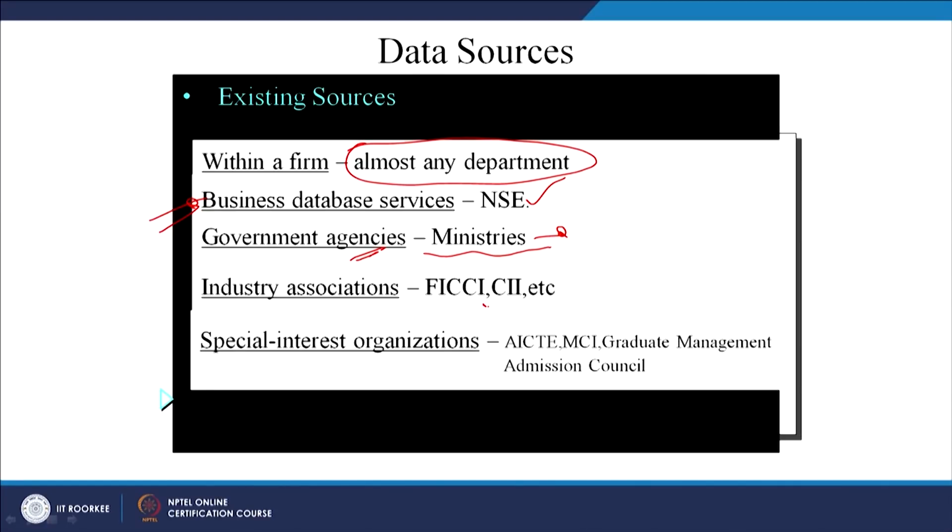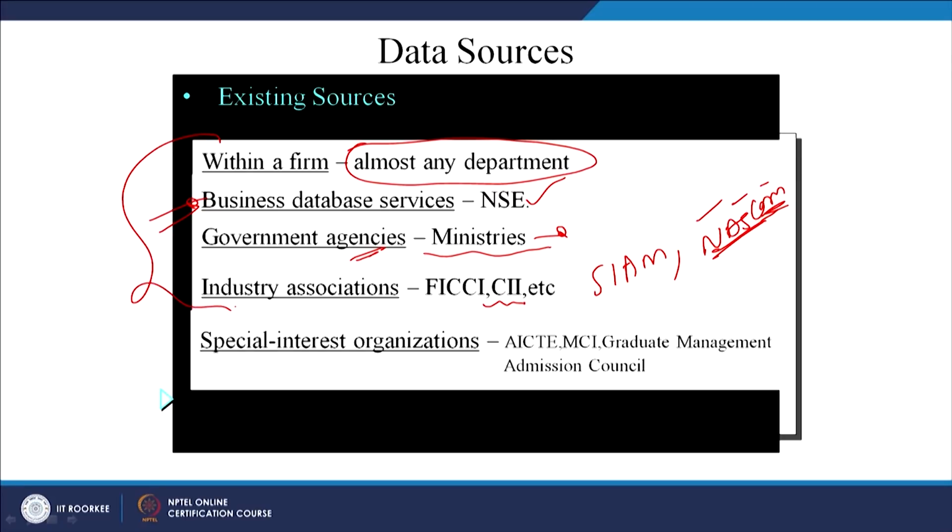There are several industry associations. For example, in India we have got FICCI, the Federation of Indian Chambers of Commerce. You have got the Confederation of Indian Industry, CII. You can have, let us say, SIAM, right, Society of Indian Automobile Manufacturers. You can have data from NASSCOM, right. So, SIAM is there, FICCI, CII, all these are industry associations. National Association of Software Companies, right, NASSCOM. So, special interest organizations. There are several other sources apart from these sources.